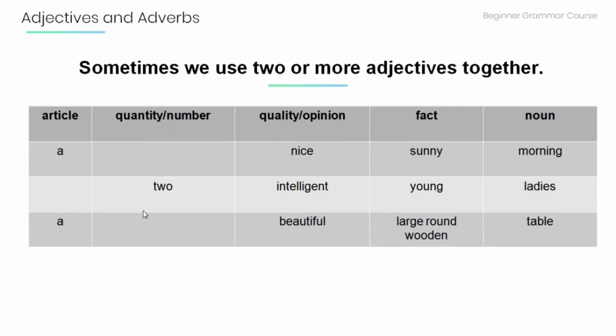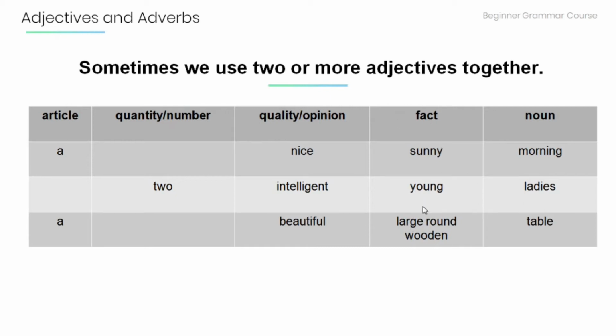And in the sentence, two intelligent young ladies, there are three adjectives modifying the noun ladies. The adjective two is the quantity or the number of ladies. And the adjective intelligent describes the quality or opinion about the ladies. And the adjective young is a fact.